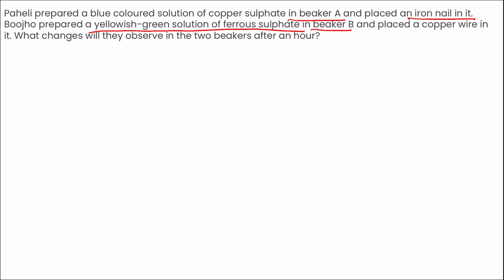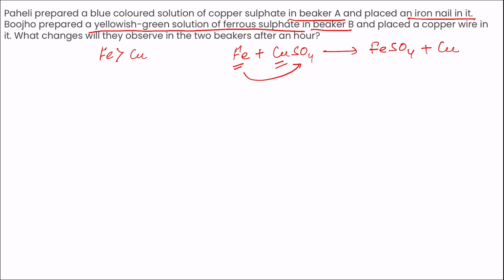Iron is more reactive than copper. Therefore, when iron is kept in a solution of copper sulphate, then iron will replace copper from its salt. What will happen? Iron will combine with the sulphate ion, forming iron sulphate, and metallic copper will be deposited in the vessel. The color of this copper sulphate solution is blue.